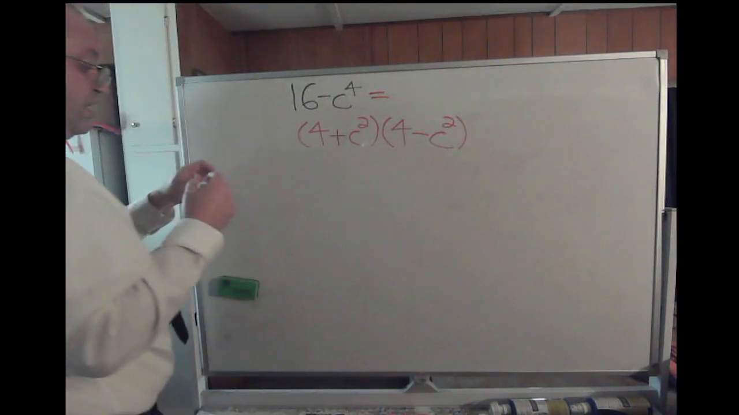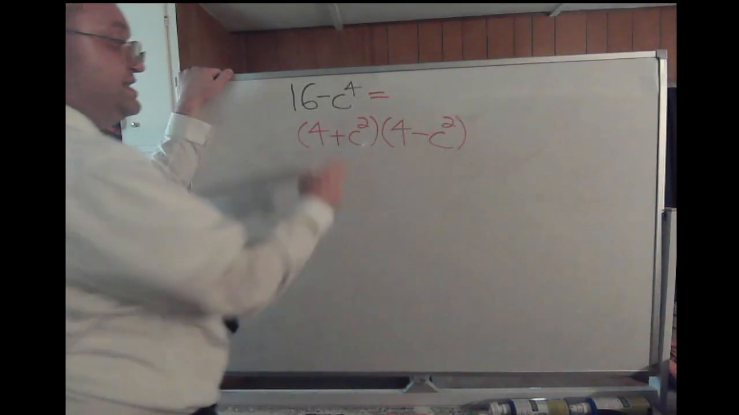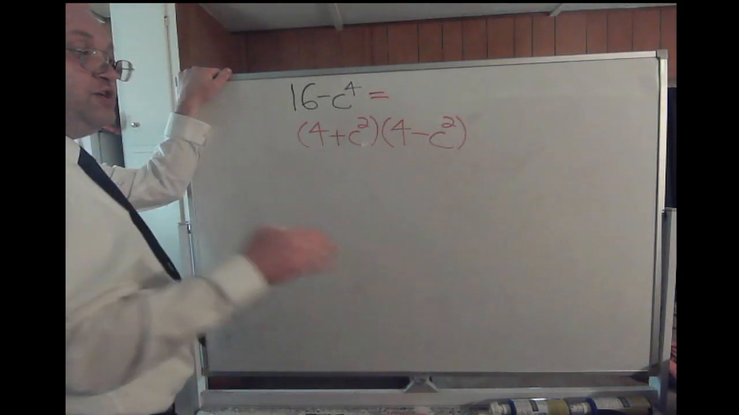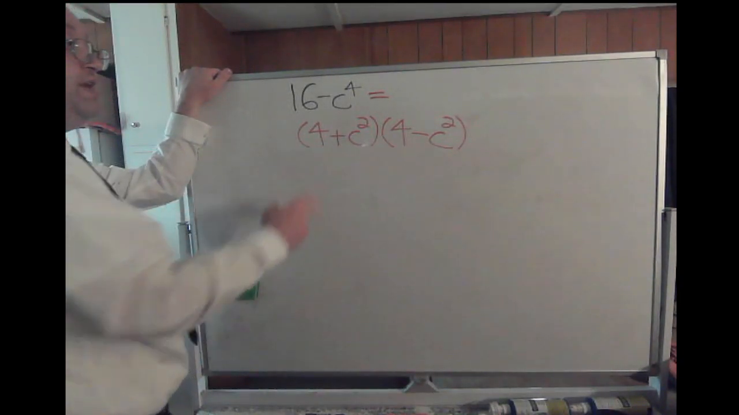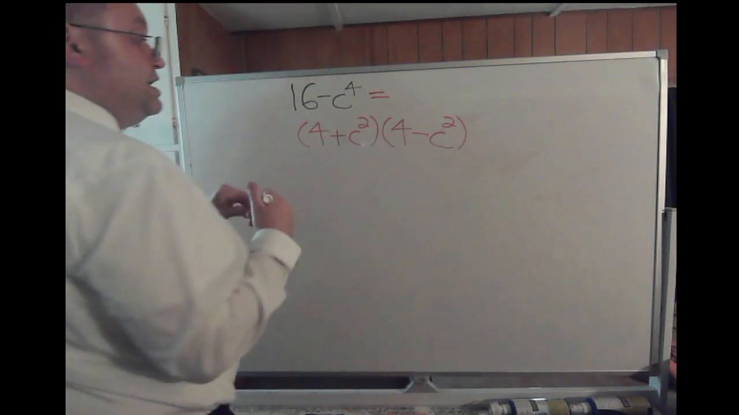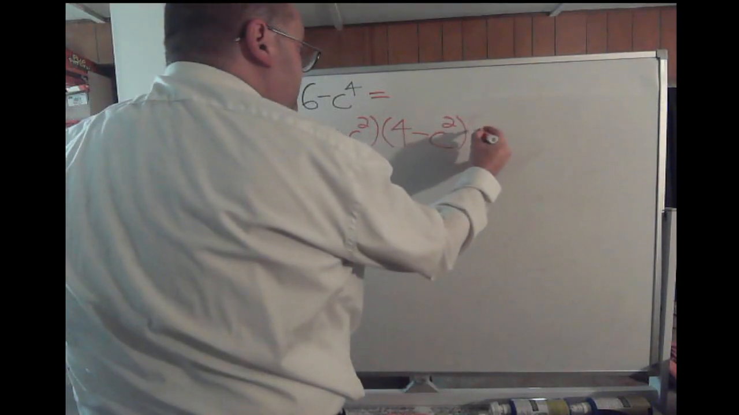Well, 4 plus c squared doesn't break down any further because that's the sum of two squares. We can't do anything with that right now. We're not in Algebra 2 yet, so we can't do anything with that. But we can, however, factor 4 minus c squared further.